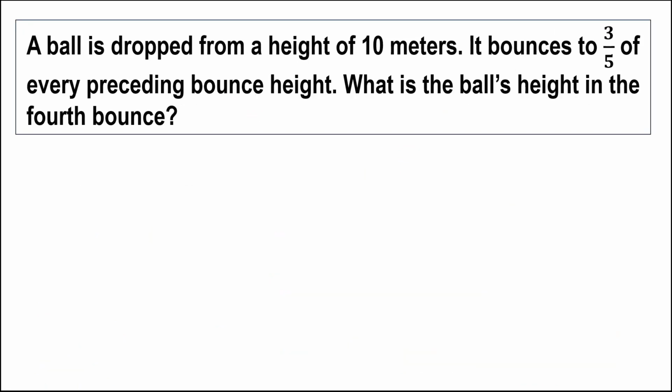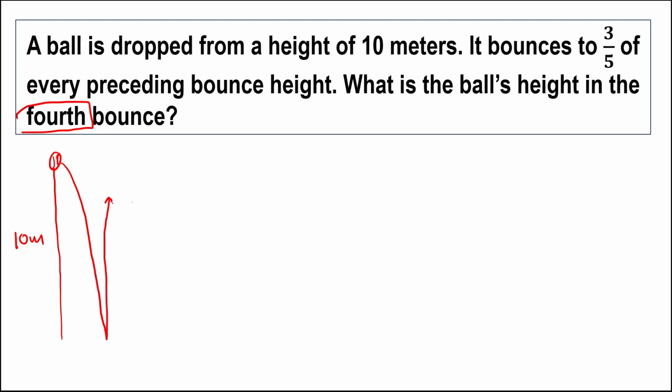Then for this problem: a ball is dropped from a height of 10 meters. It bounces 3/5 of every preceding bounce height. So what is the ball's height in the fourth bounce? So again, the ball is dropped from 10 meters. So this is the ball. If you drop it, then it bounces 3/5 of this height. So 3/5 of 10 is equal to 6.